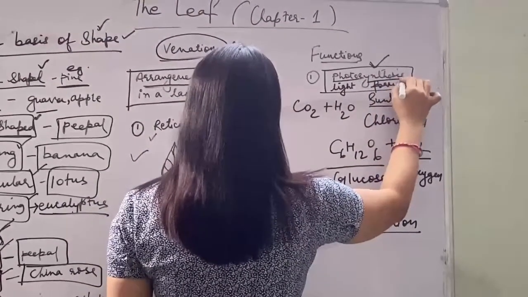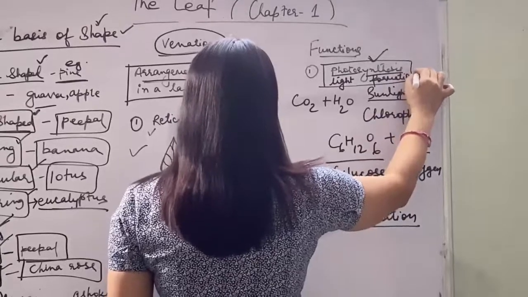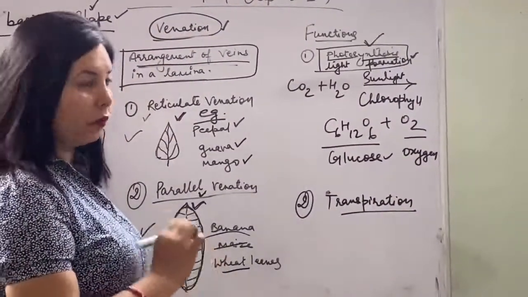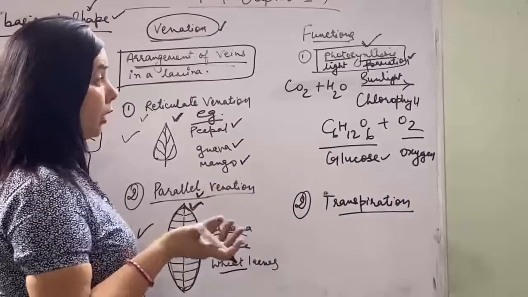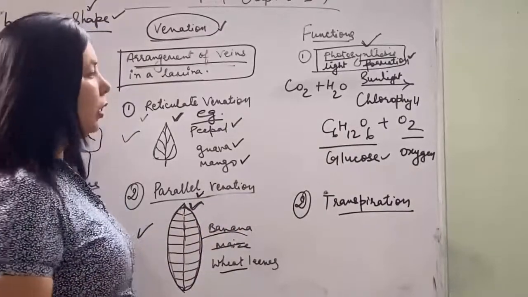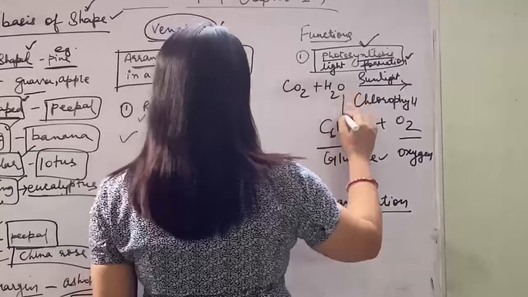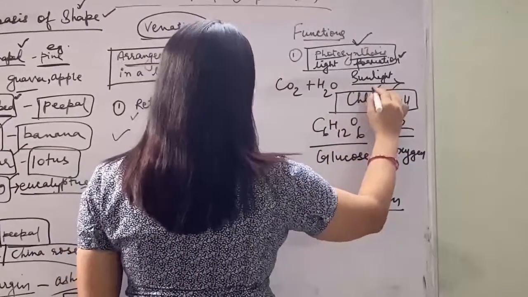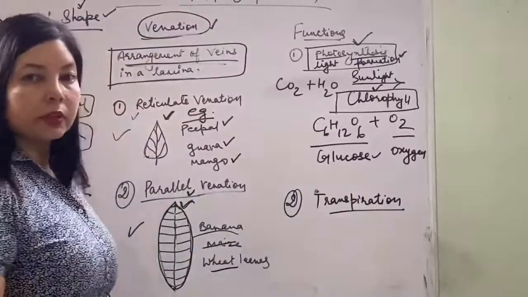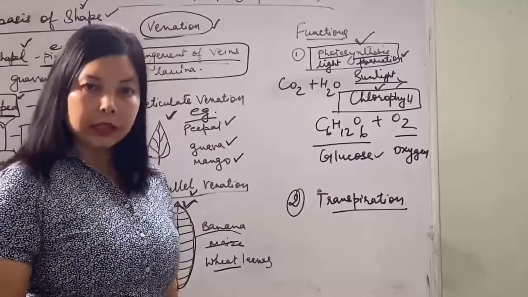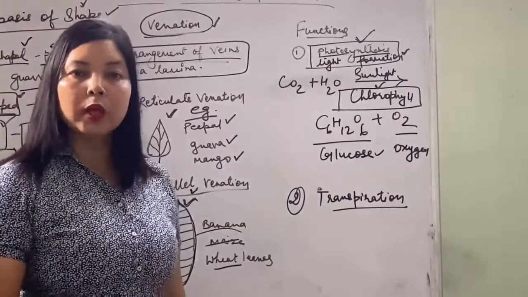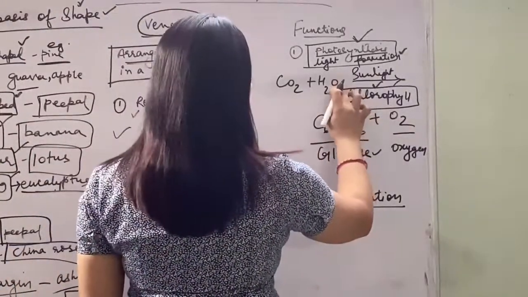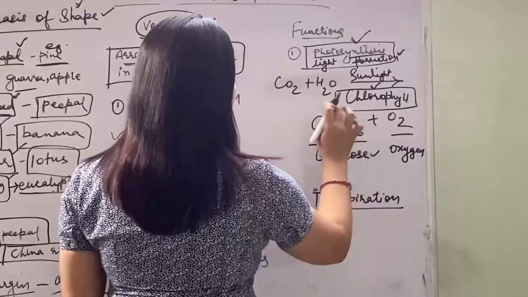So what happens in this process? The food is being prepared in the presence of sunlight and chlorophyll. Now leaf which is green in color is green because of the presence of a green colored pigment known as chlorophyll. Since the leaves contain chlorophyll, that is why they are able to absorb sunlight. Chlorophyll makes the leaf absorb sunlight.